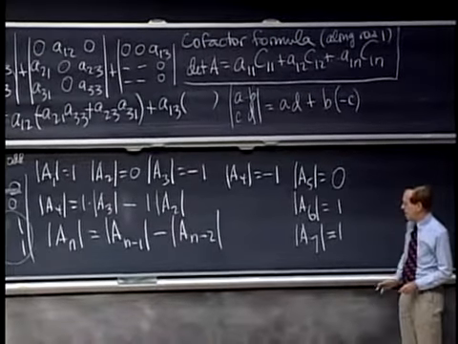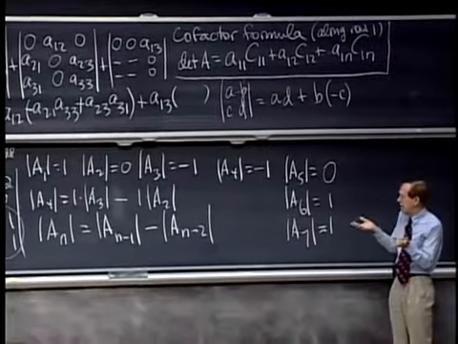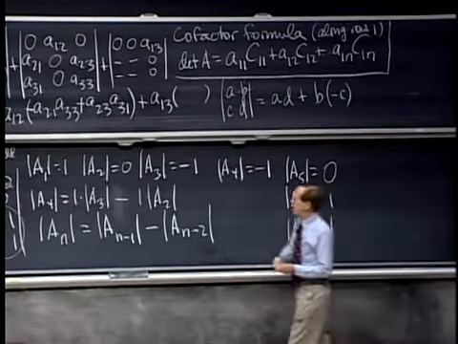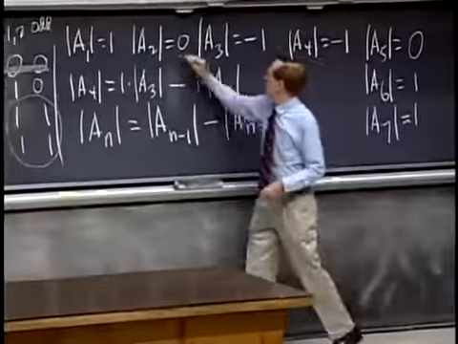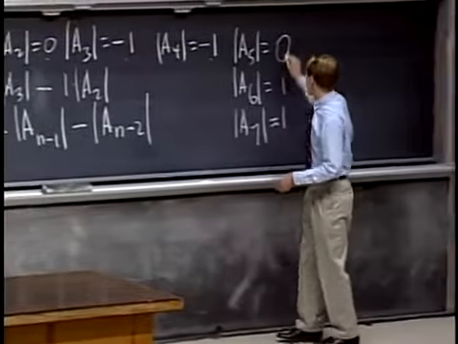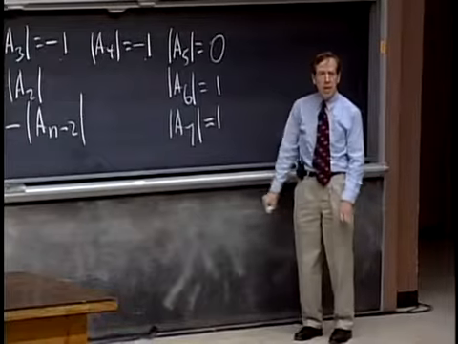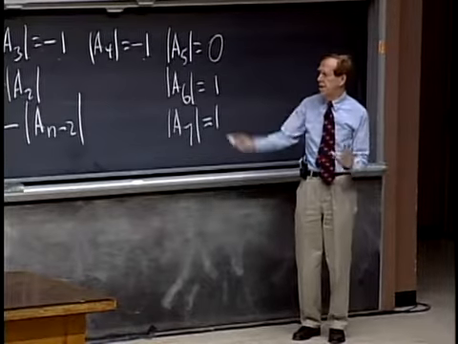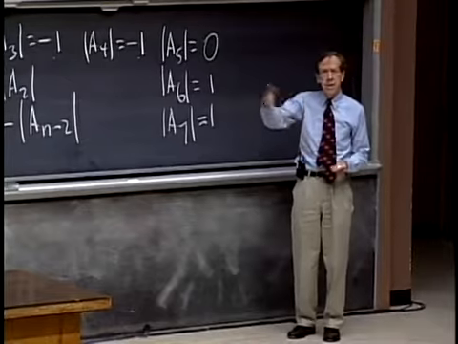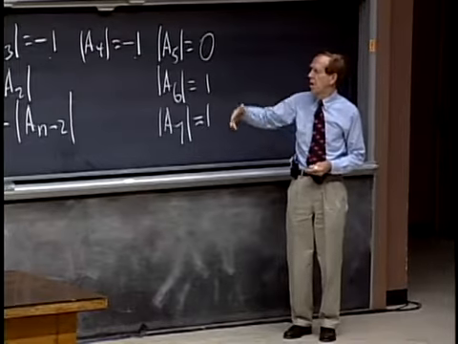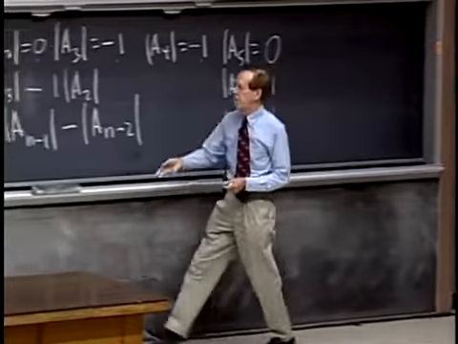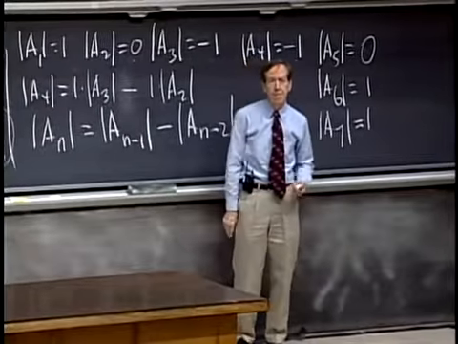I'll stop here because time is out, but let me tell you what we've got. These determinants have this series: 1, 0, minus 1, minus 1, 0, 1, and then it starts repeating. It's pretty fantastic. These determinants have period 6. So the determinant of A61 would be the determinant of A1, which would be 1.